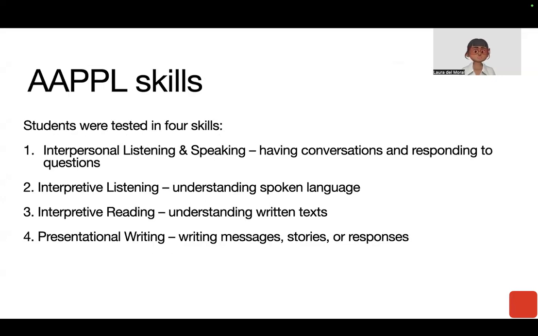So these are the four skills again. Interpersonal listening and speaking is having conversations and responding to questions. On the AAPPL test, they ask them questions and they have like 2 or 3 seconds to answer. If they can't answer, they move on to the next one. And that's the hardest skill to achieve because you have to listen, think, and respond quickly. You don't have any time to monitor whether you have the right conjugation form or not. That's not communication. So it's very hard to do all those skills at the same time.